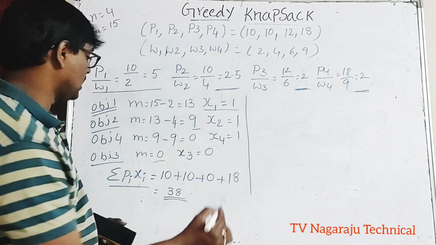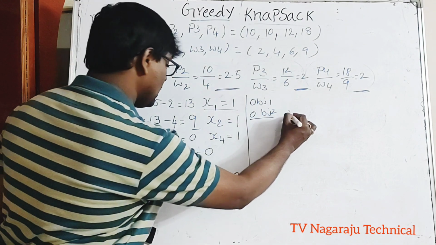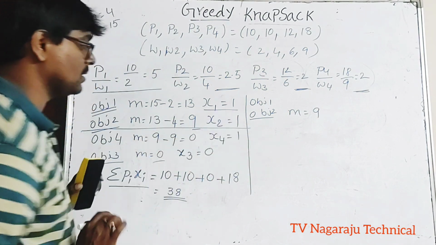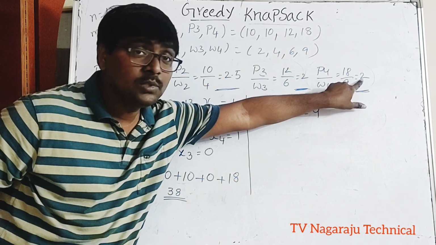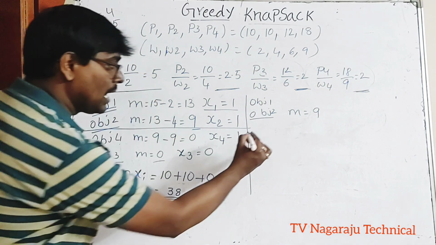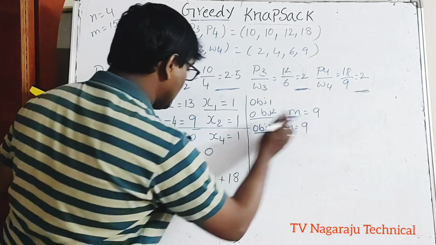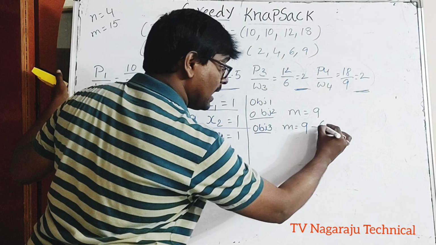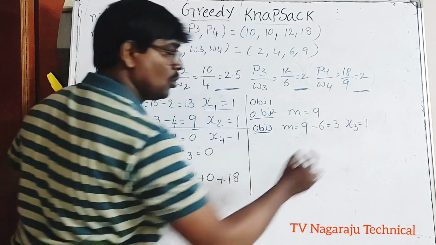Anyway, here I will change the order. Suppose object 1 is considered, object 2 is also considered, and the remaining capacity is 9. After this, object 3 has ratio 2 and object 4 also has ratio 2. Instead of considering object 4, now I am considering object 3. Let us check what happened. M is equal to the previous capacity 9 minus the weight of object 3, which is 6. 9 minus 6, the remaining capacity is 3. Now x3 is also 1.